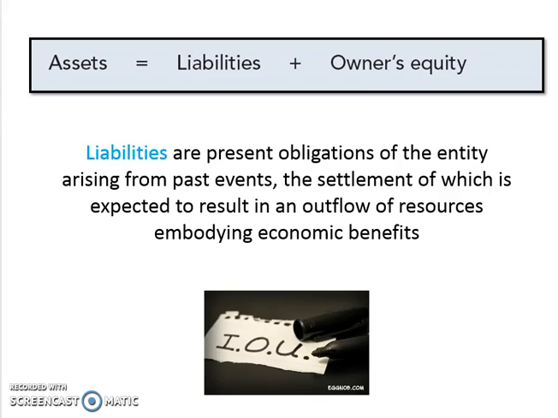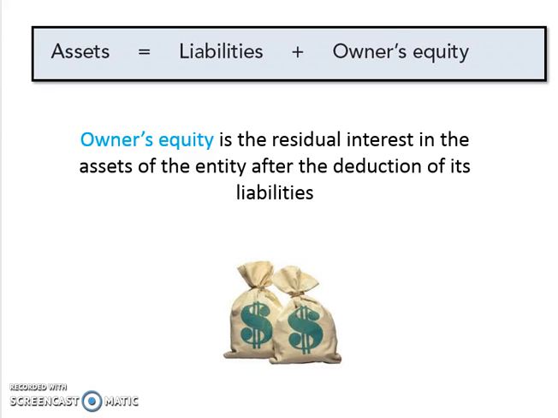So the settlement of which is expected to result in an outflow of resources. I have to pay it back. It hasn't just been given to me, but it does embody economic benefits. Because I borrowed that money and I have that liability, I therefore was able to purchase the asset of the car and I'm able to do my job. So it must have a purpose for the business.